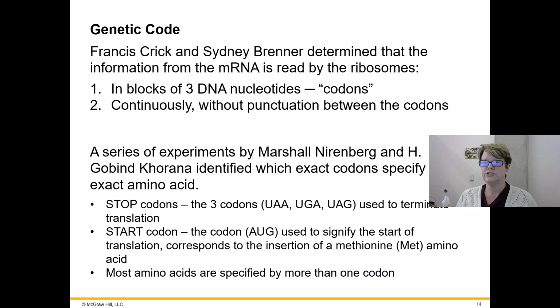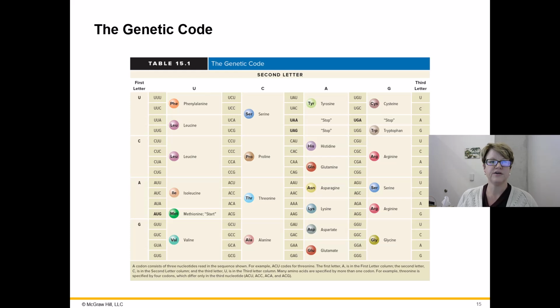So all genes start with AUG in the mRNA, TAC in the DNA, and that would signify the start of translation. And AUG actually does correspond to an amino acid called methionine. So all proteins, when they're first made, start with the amino acid methionine because all genes start with the codon AUG. So this is the genetic code, at least the way it's often shown.